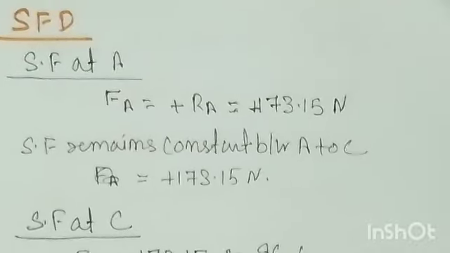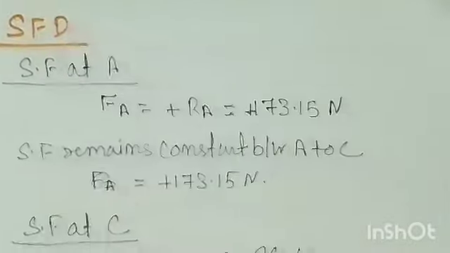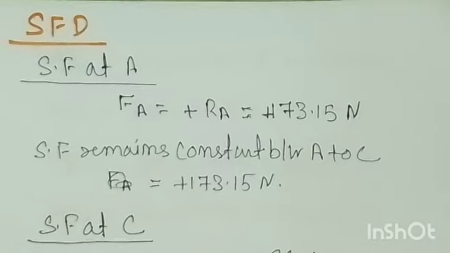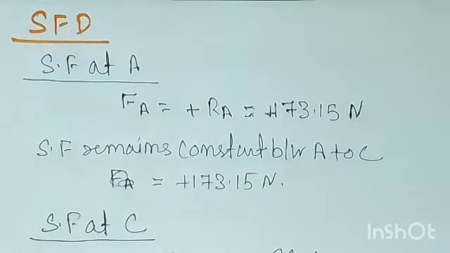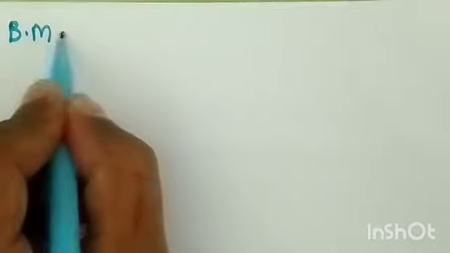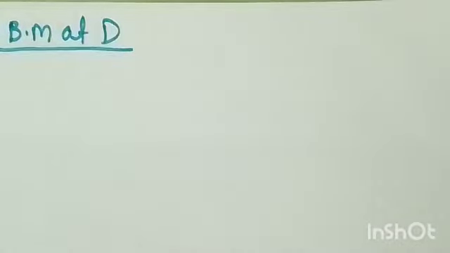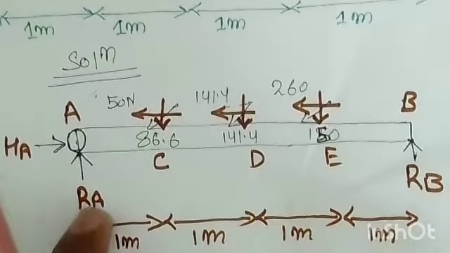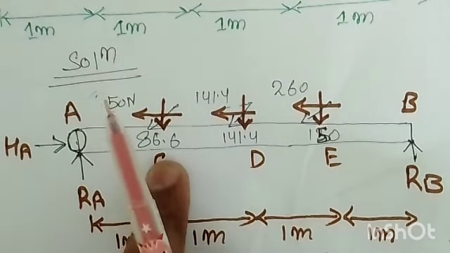Now we'll move to the bending moment at D, right? So at D, two forces will be included. That means the moment because of this reaction as well as the moment because of this vertical component at C.